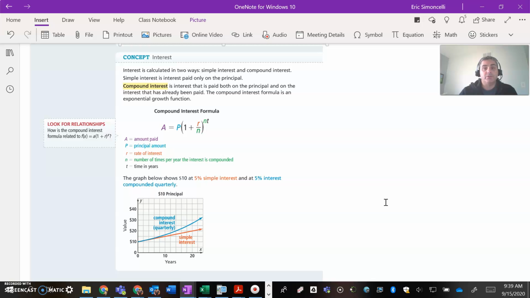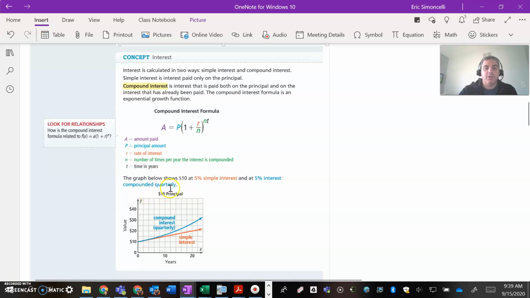The compound interest formula is an exponential growth function. Simple interest is just a linear function. So here's our formula. A, for amount paid, is equal to P, the principal amount, times the quantity 1 plus r, the rate of interest, divided by n, the number of times per year the interest is compounded, and then that's all raised to the nt power. Again, n is the same value, but t is now the time in years.